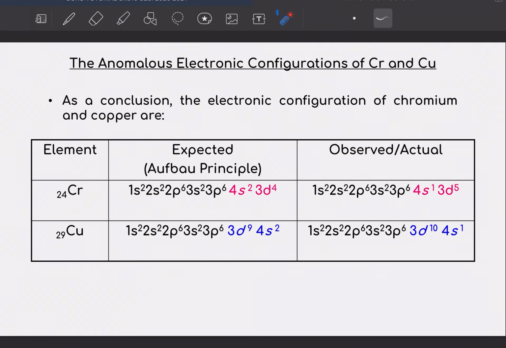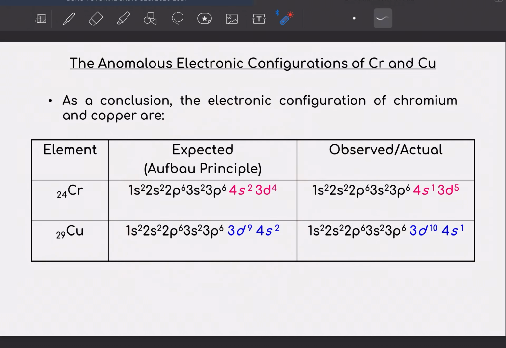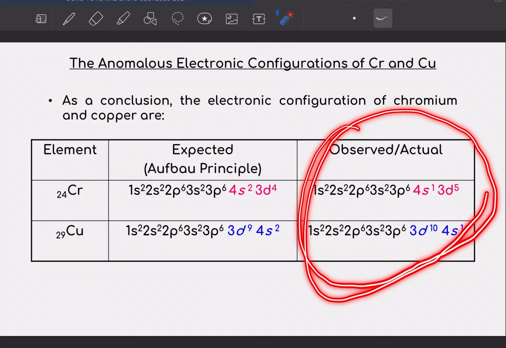Okay, so this is basically the conclusion. To conclude the anomalous cases of chromium and copper, diorang tak follow Aufbau principle. Kalau ikut Aufbau principle, this is the electronic configuration, but actual SPDF notation for chromium and copper respectively is this.